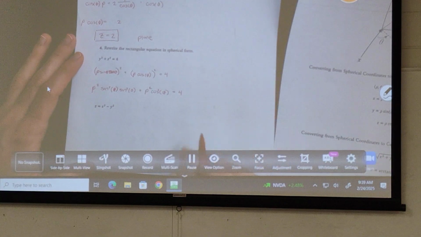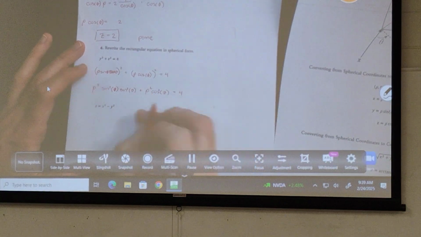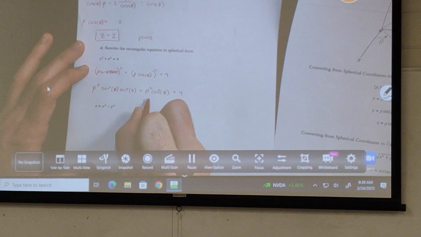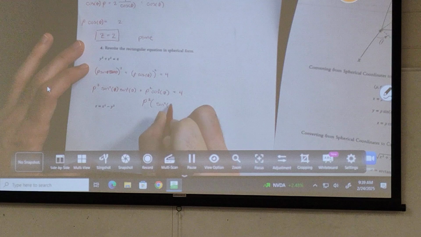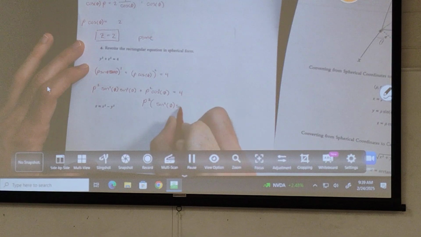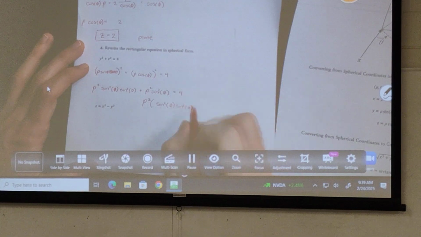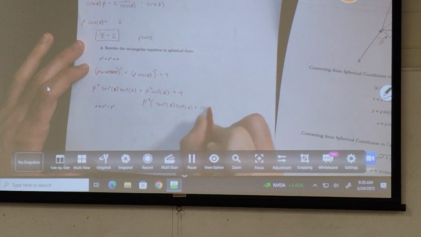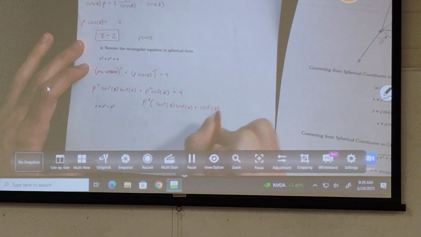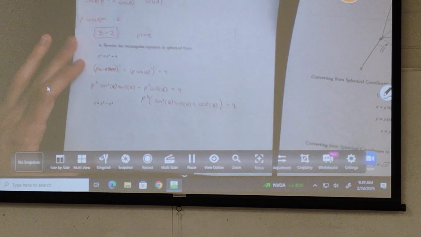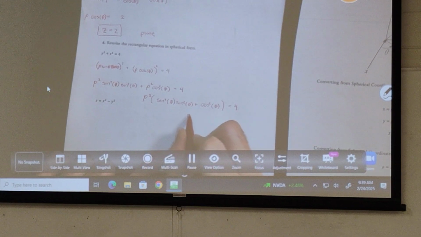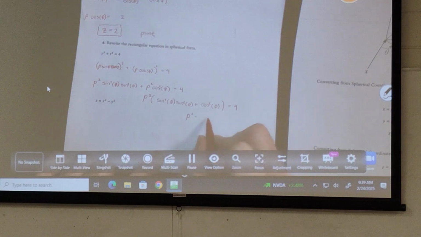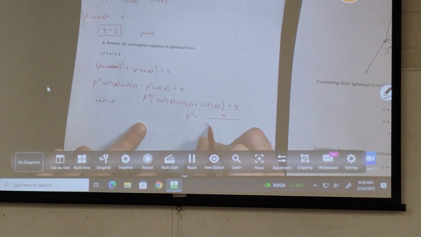Square root both sides. Well, I've got things being added, but maybe let's factor out rho squared. Now, if I want to solve for rho squared, I get 4 over this business. All that.